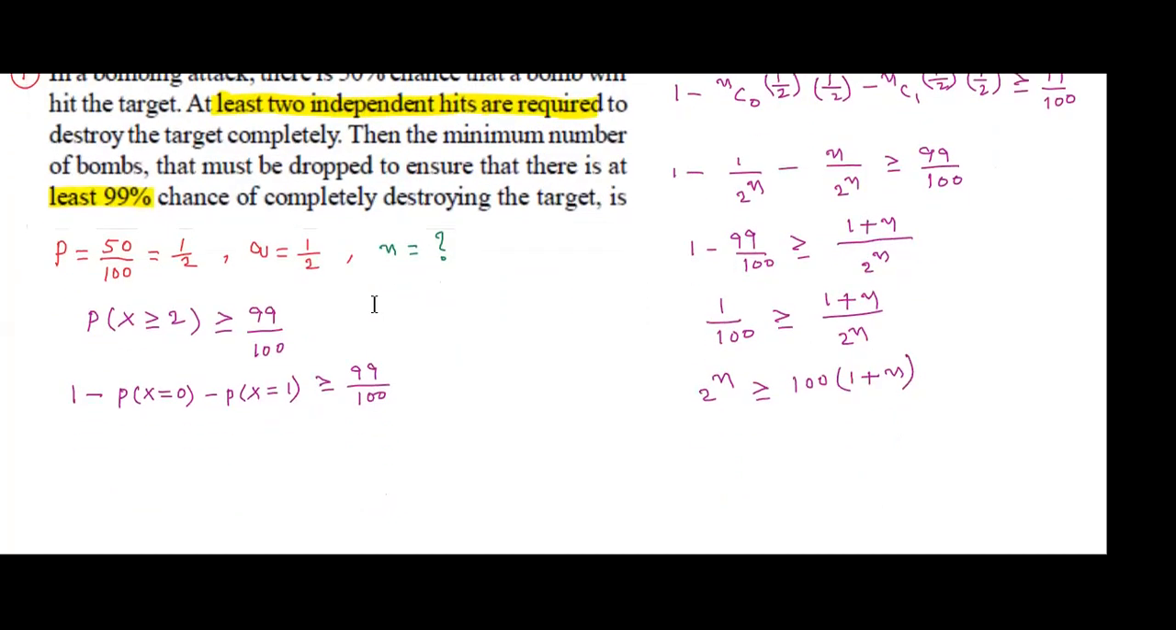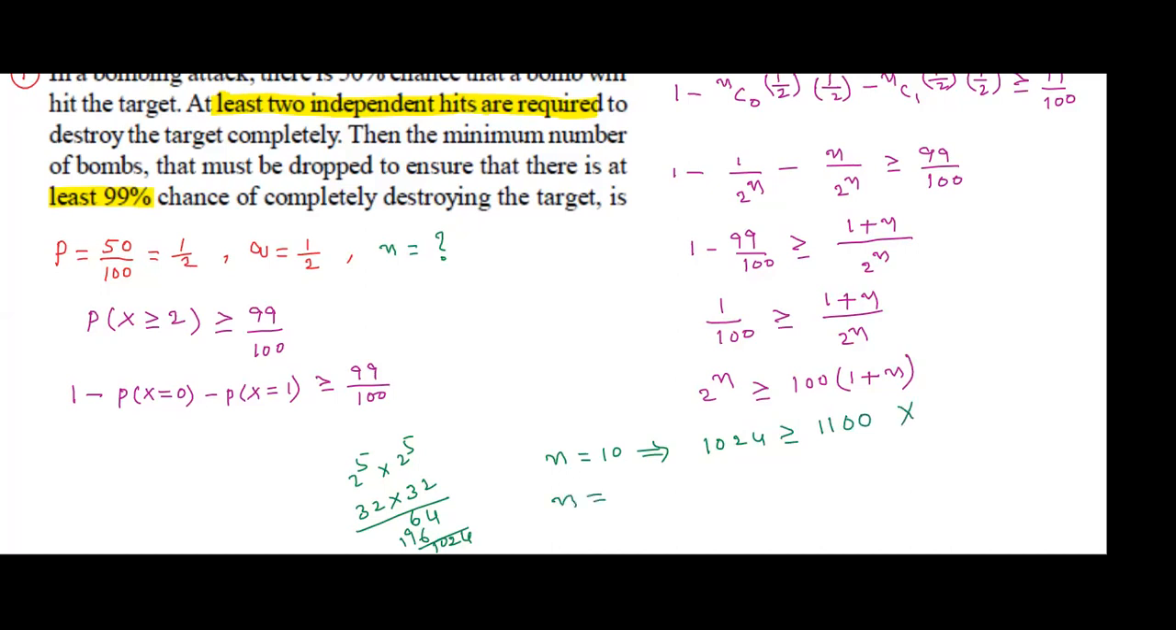Now, when does the condition exist? Suppose we take n equal to 10, that implies 2 power 10. 2 power 10 means we can write 2 power 5 into 2 power 5, that is 32 into 32. How much? 2 2s are 4, 2 3s are 6, 3 2s are 6, 3 3s are 9. Just observe that, 1024. This value 1024 should be greater than or equal to 100 into 10 plus 1, 11. This is 1100. So this condition fails.